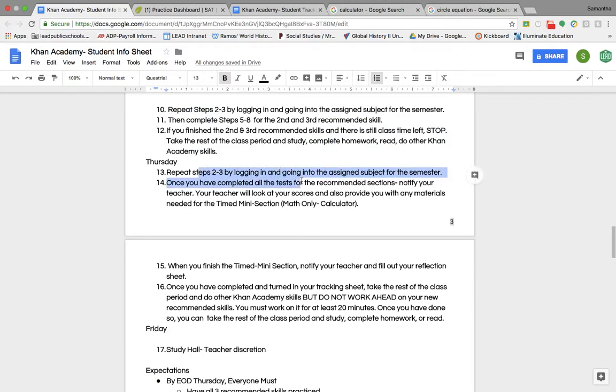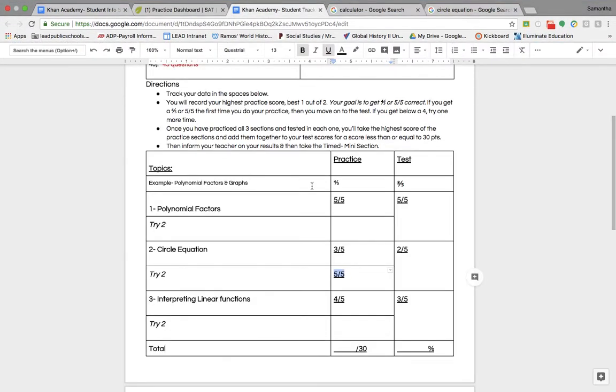All right, let's go up here first though. So Thursday, I logged on, I went over to the assigned subject matter, and I've completed all the tests for the recommended section. I notified my teacher, and then I'm going to do the time mini section. Now I'm going to fill out my reflection sheet. So let's go to our reflection sheet. So directions, track your data in the spaces below. You will record your highest practice score, best 1 out of 2. Your goal is to get a 4 out of 5 or 5 out of 5 correct. If you get a 4 out of 5 or 5 out of 5 the first time you do your practice, then you move on to the test. If you get below 4, try one more time.